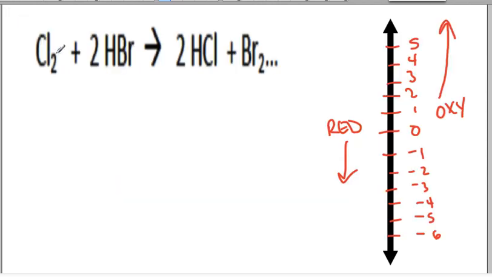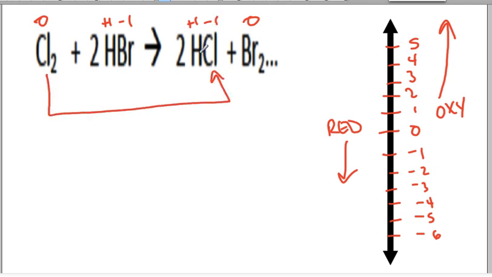Now, here's one more example. If I notice diatomic 0, Br diatomic 0, this is going to be H is plus 1, Br is minus 1, plus 1, minus 1. So we see Cl goes from 0 to negative 1. That's going to be a reduction and an oxidizing agent. Br goes from minus 1 to 0. That's an oxidation, and a reducing agent.